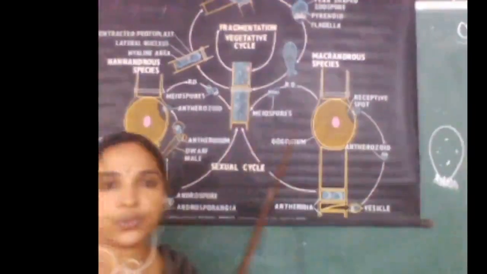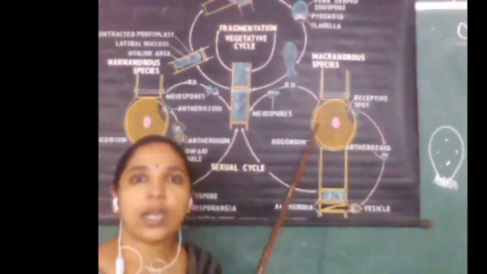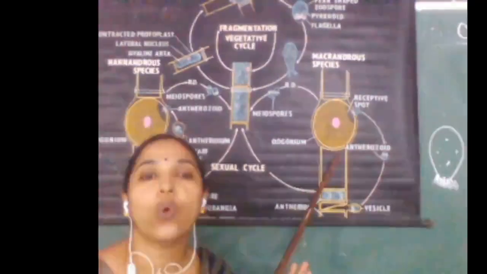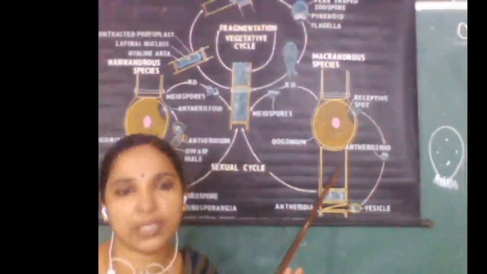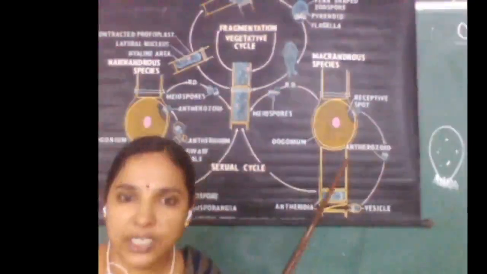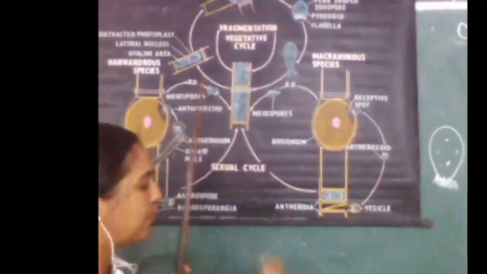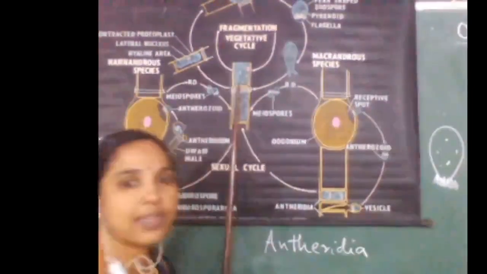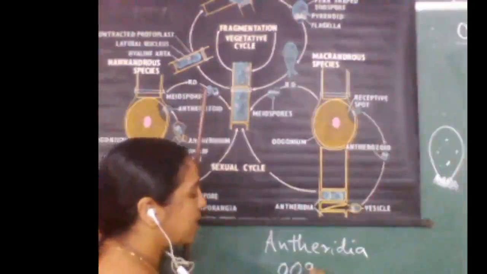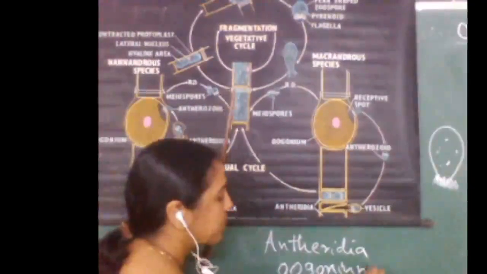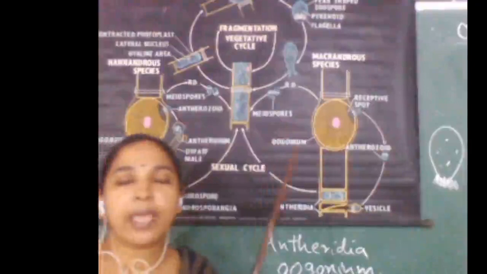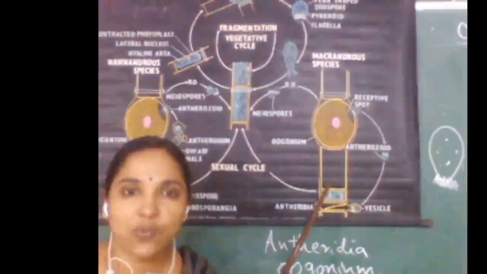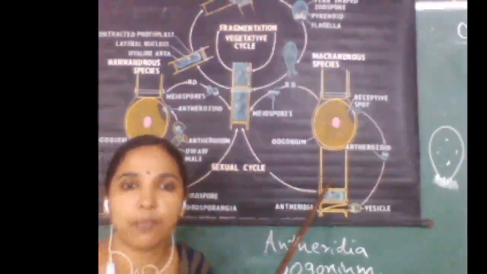Now we are moving on to the very important part, that is sexual reproduction in Oedogonium. The sexual reproduction in Oedogonium is oogamous. What do you mean by oogamous? Here, the male reproductive part is called antheridia, and the female reproductive part is called oogonium. Clear? That is why this reproduction is called oogamous type of reproduction.